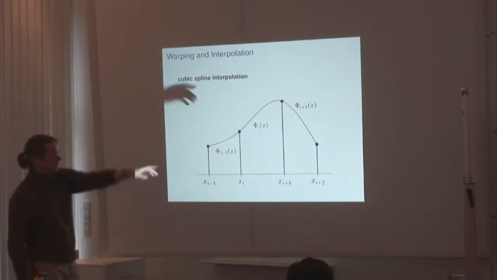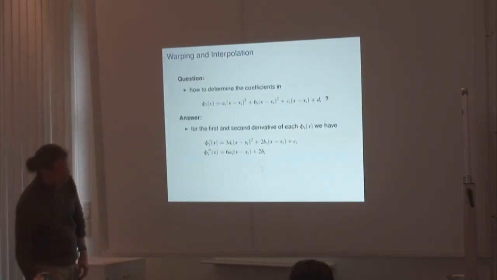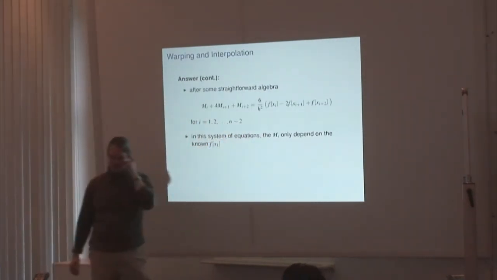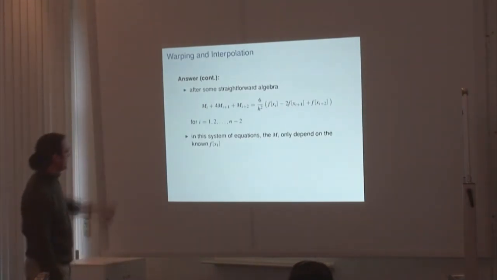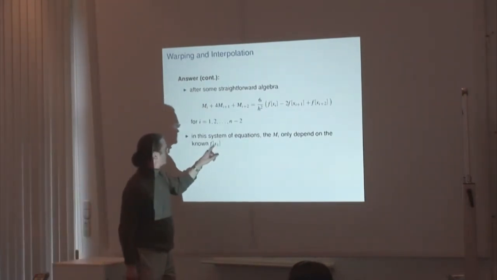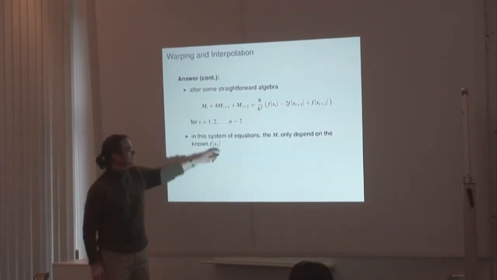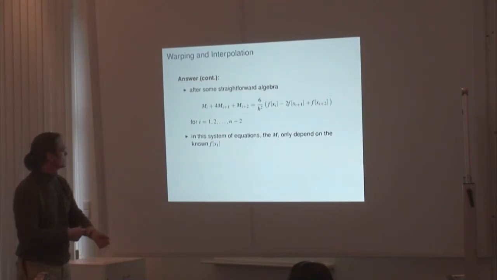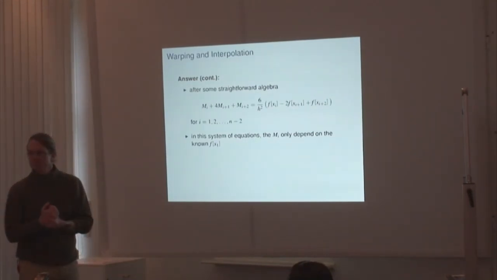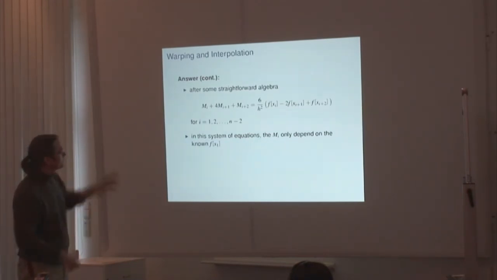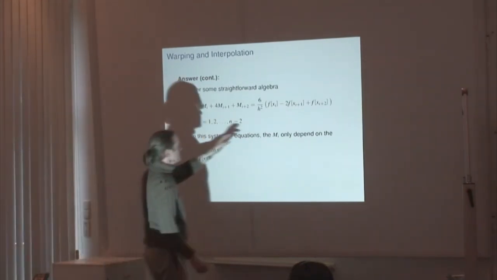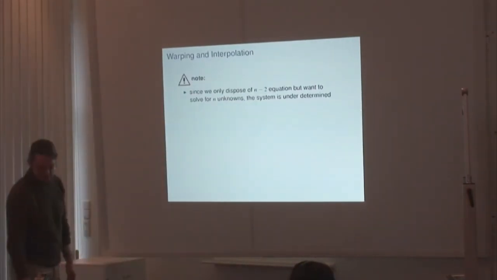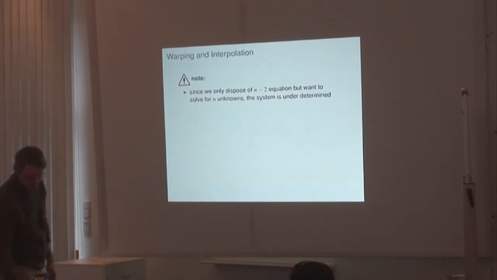Once we have done this, we end up with this. This was the last thing we had on the whiteboard. It only depends on known things. I should have called this x_i here. Anyway, these are n minus 2 equations for unknown variables m_i, but all of these equations on the right hand side depend on stuff that we know. And if we write this, okay, so one more thing.